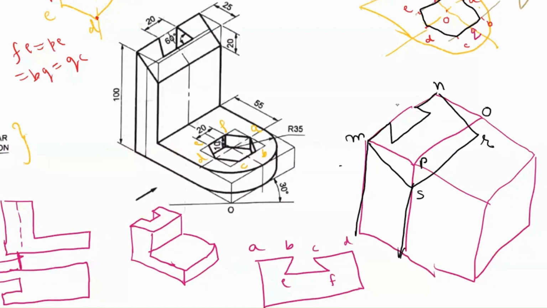So for that, what will you do now? You will join this line. Now I am using green color for this construction. Join this and draw how much distance? 20 mm down, and then join this line.